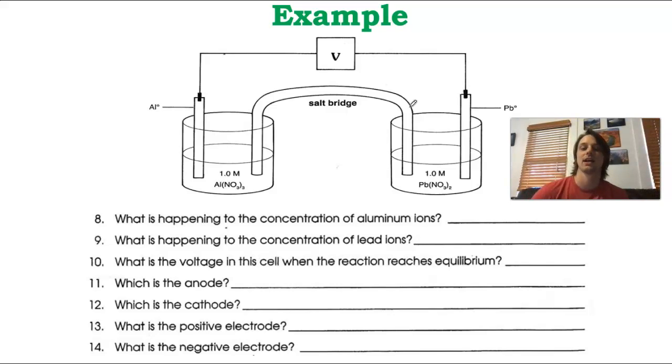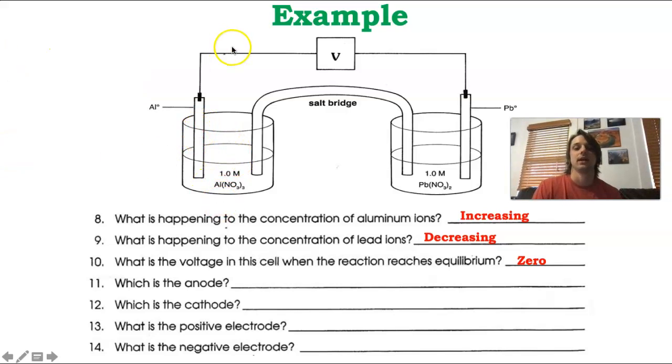What is happening to the concentration of aluminum ions? Now, again, remember, aluminum is dissolving, so that concentration is increasing. What about the concentration of lead? That is grabbing those electrons, so that concentration is decreasing. What is the voltage in this cell when the reaction reaches equilibrium? 0. When it's reached equilibrium, it's going to stop. All the aluminum has been depleted. It's reached a perfect equilibrium. That is essentially when it quits happening.